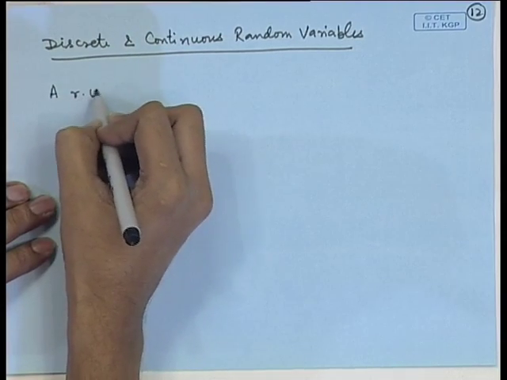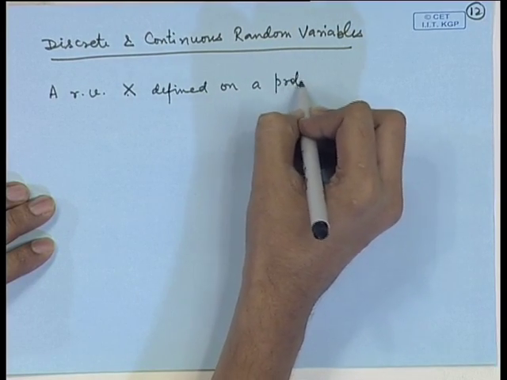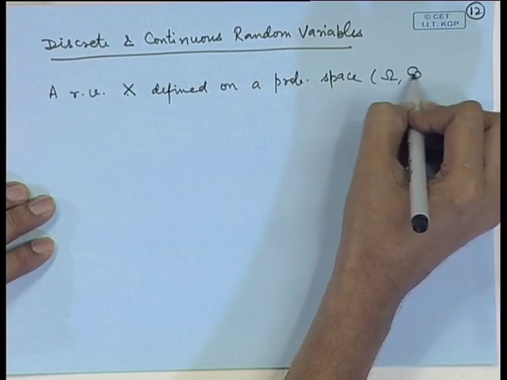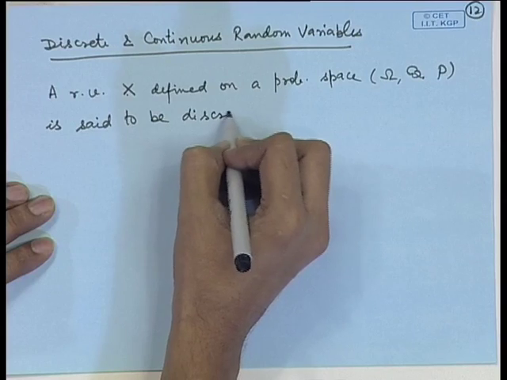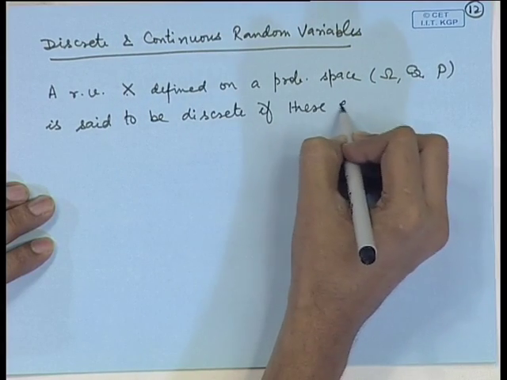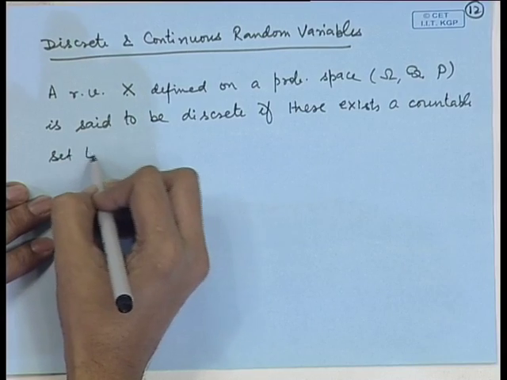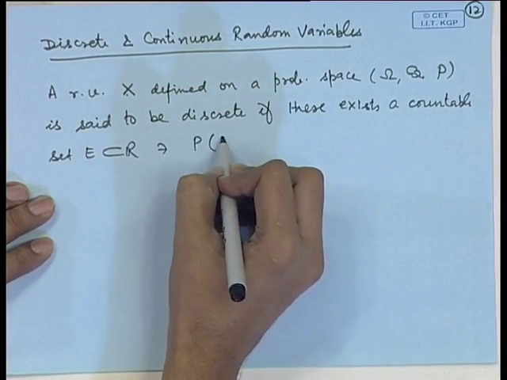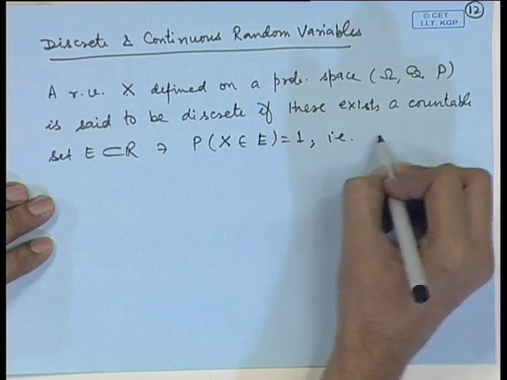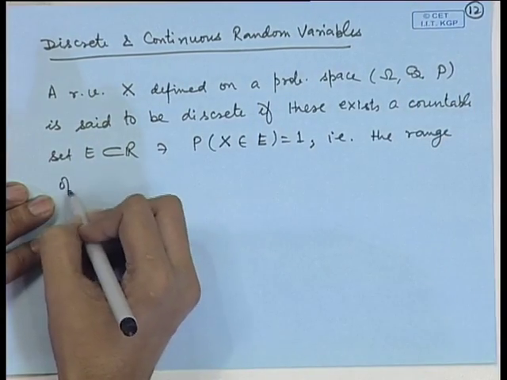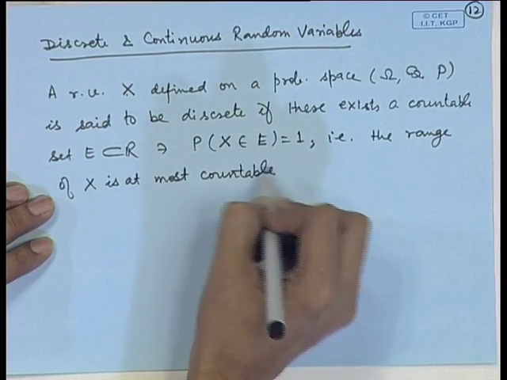So, a random variable X defined on a probability space (Omega, B, P) is said to be discrete if there exists a countable set E such that the probability of X belonging to E is 1. That is, the range of X is at most countable.